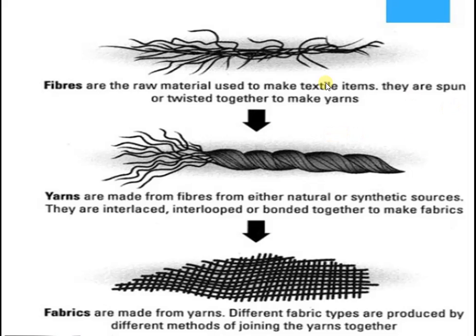Fibers are the raw material used to make textile items. They are twisted together to make yarns. Yarns are made from fibers from either natural or synthetic sources. They are bonded together to make fabrics. Fabrics are made from yarn. Different fabric types are produced by different methods of joining the yarns together.